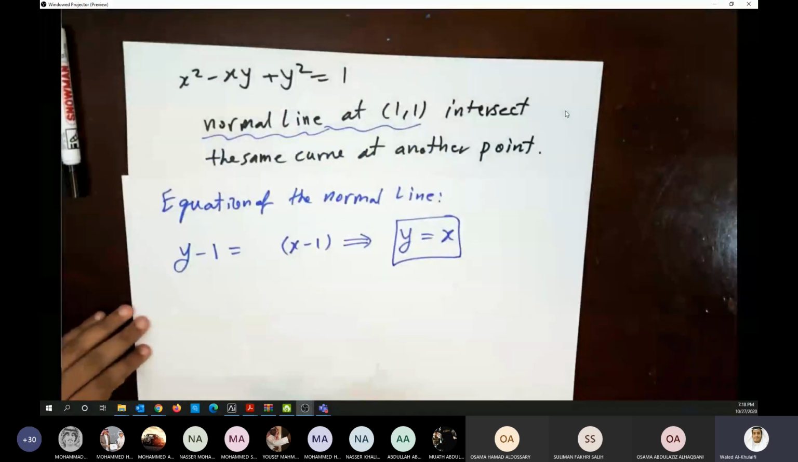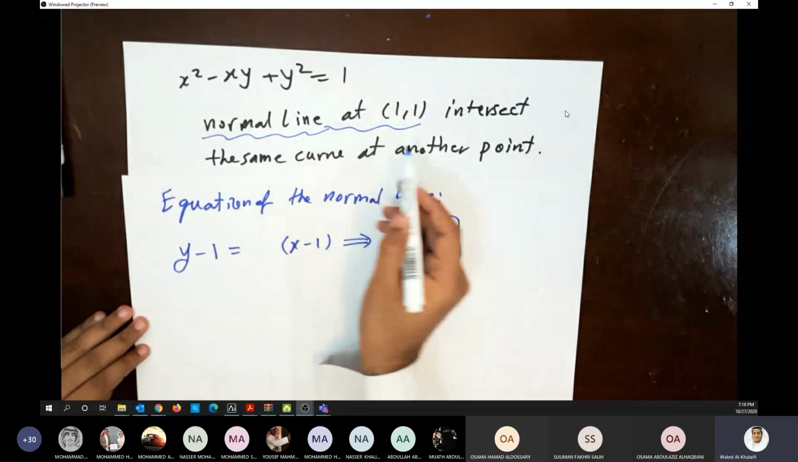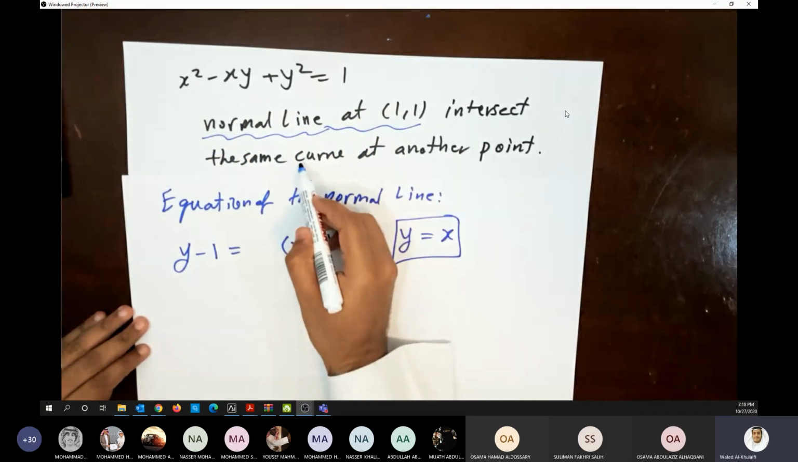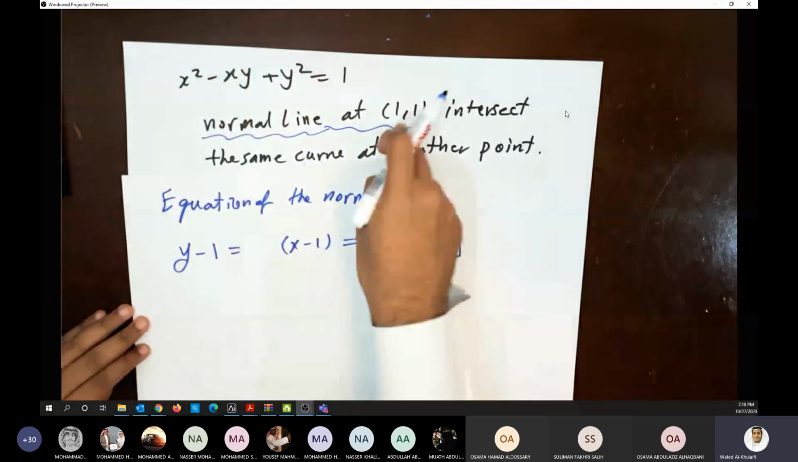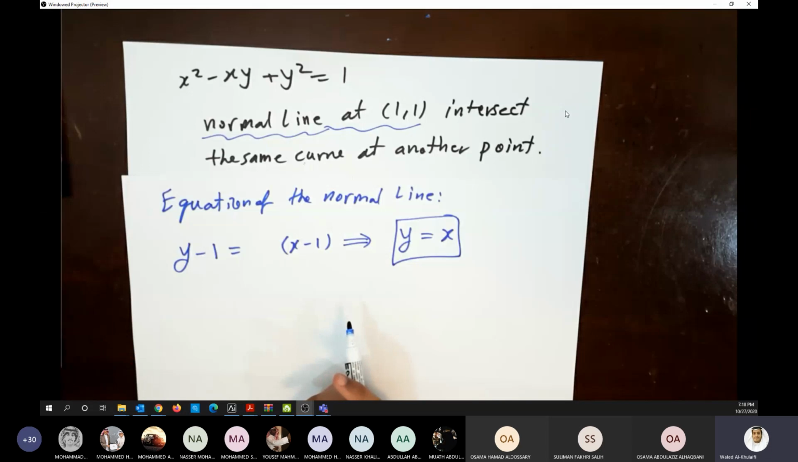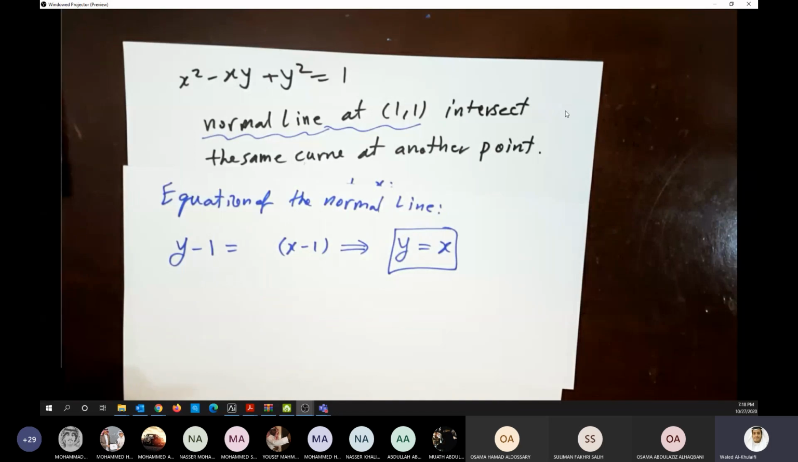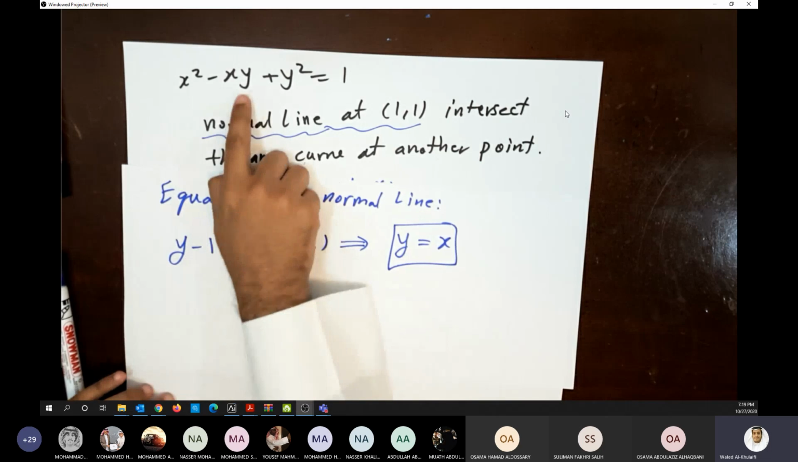Okay, he said this normal line intersects the same curve at another point, meaning it cuts this curve at a second point other than (1, 1). We need to find the other point. What should we do? Yes, Osama. y equals y. This is usually what you do to find the intersection points: you equate the curves. y equal y, but here you cannot say y equal.